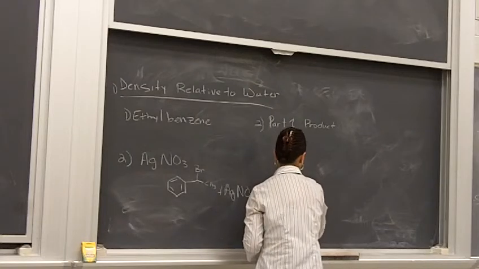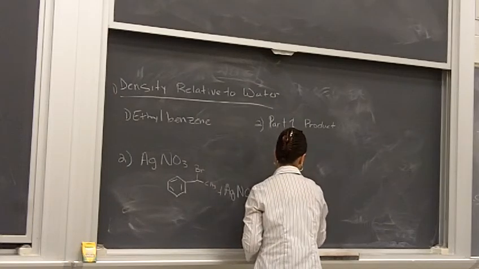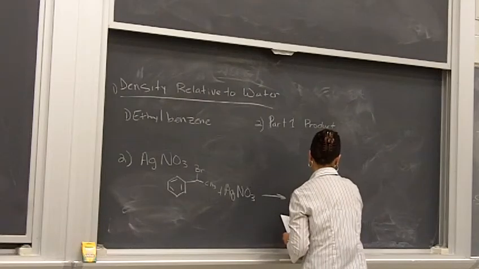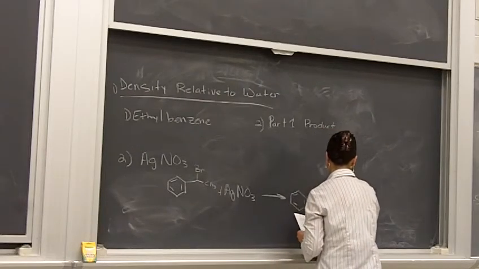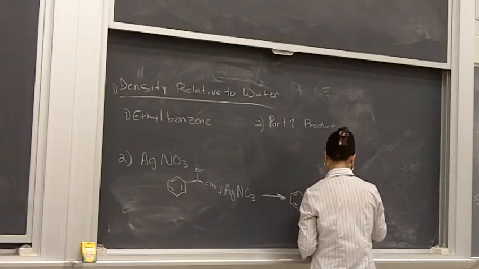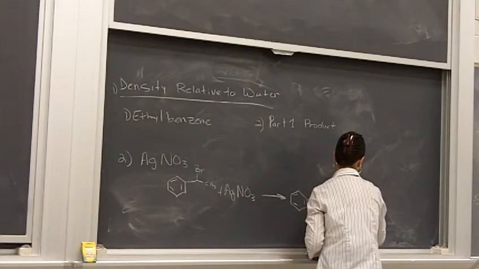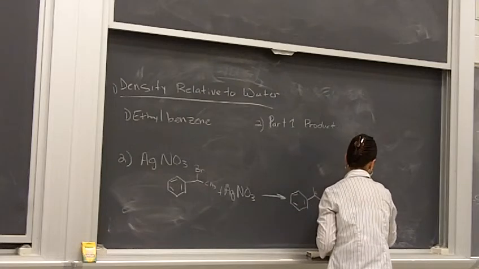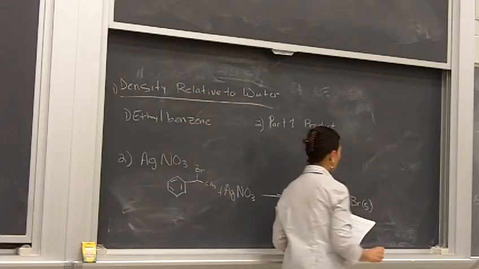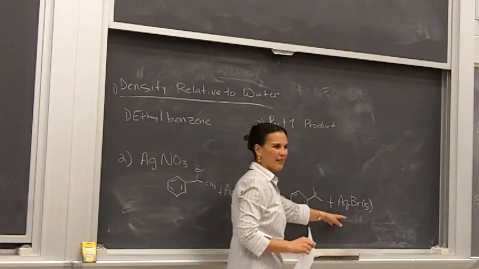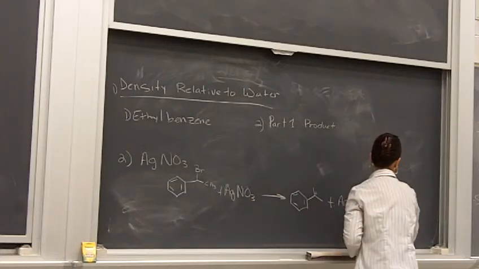And so what happens is we end up forming this guy, plus then our silver nitrate becomes silver bromide. So we get this solid that's formed, okay? And that solid is like off-white or kind of yellow-white solid, okay?